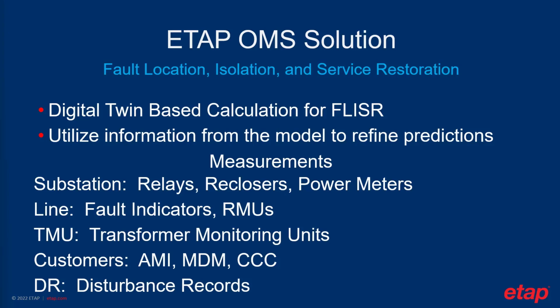Customer information, AMI, MDM, customer care centers, all of that information we can bring in. So if there's a customer call that comes in, or if the AMI detects a last gasp of an outage, we can bring that in and use that to help correlate where the fault is located. And then, of course, disturbance records. So the real key heart of that FLISR is that advanced calculation based off of the COMTRADE file to be able to determine exactly where the fault is located.